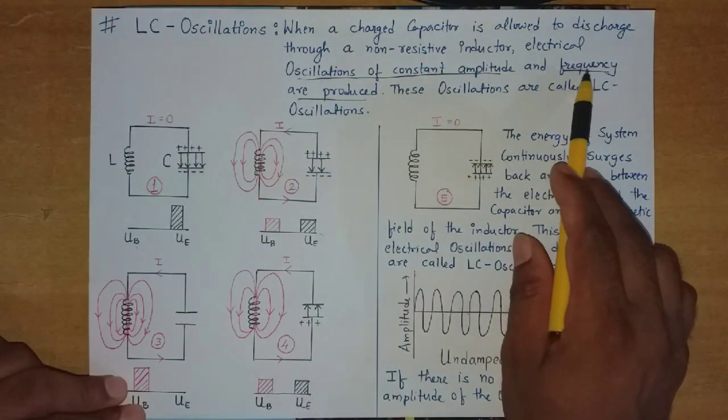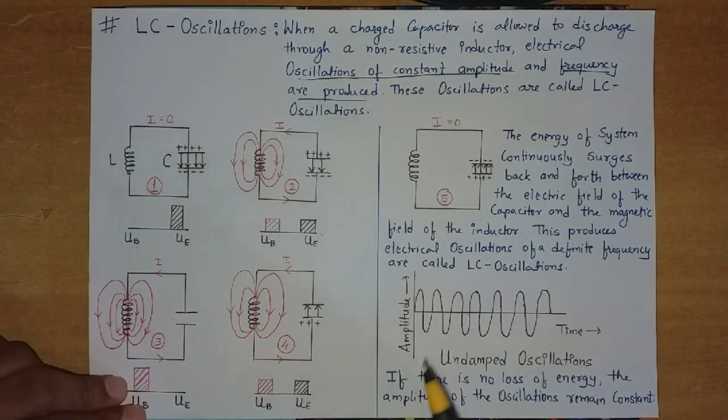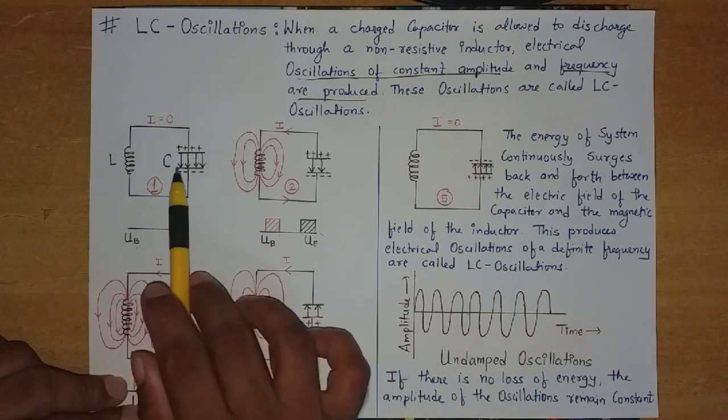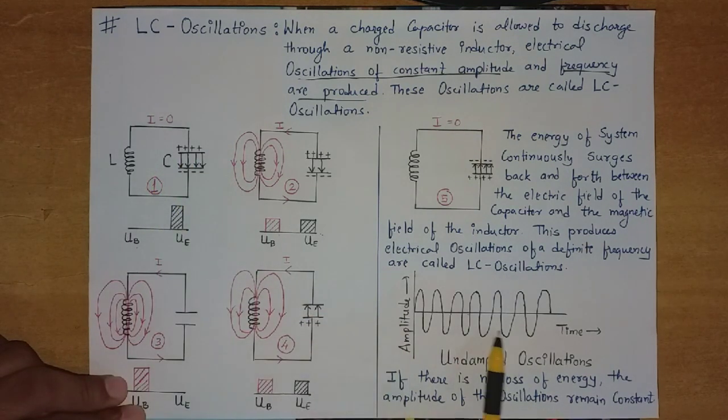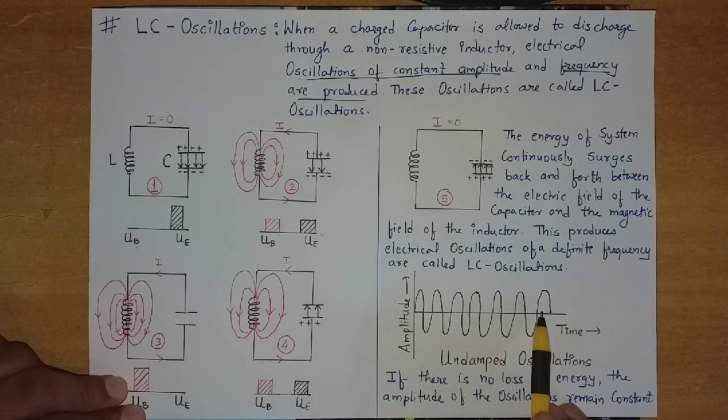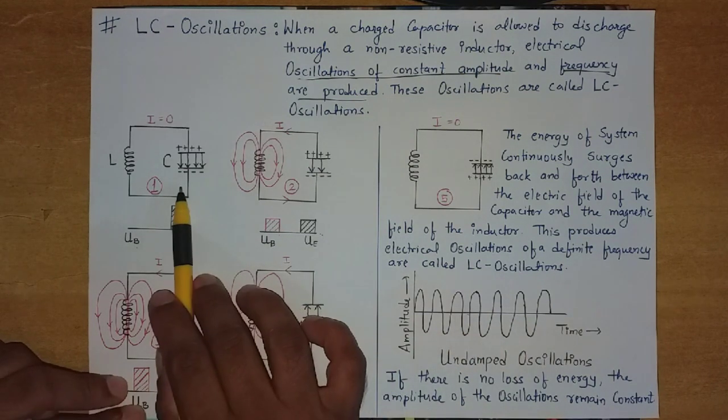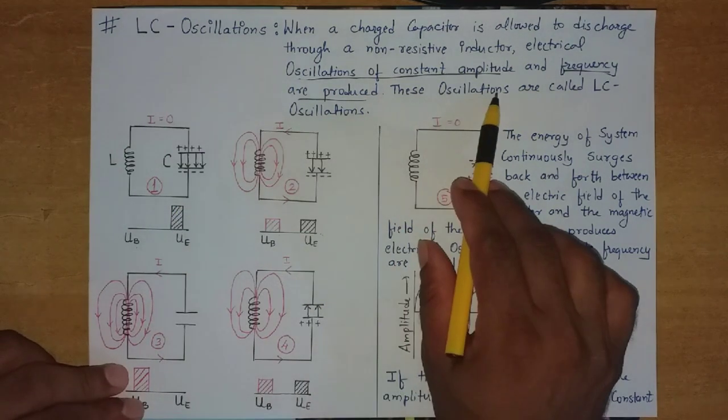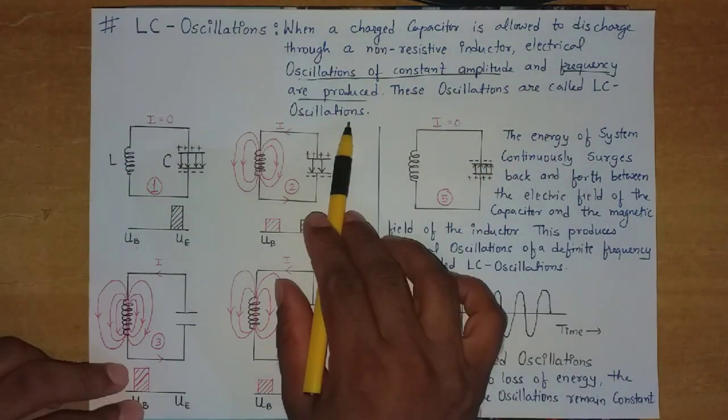amplitude and frequency are produced, which means by these LC oscillation circuits this kind of oscillations are produced, right? As you see in this, we have a constant amplitude, meaning the height of this wave from the mean axis, so they are constant throughout, while the frequency, which is the number of oscillations in 1 second, is also constant throughout. So such oscillation is produced by an LC circuit. These oscillations are called LC oscillations.